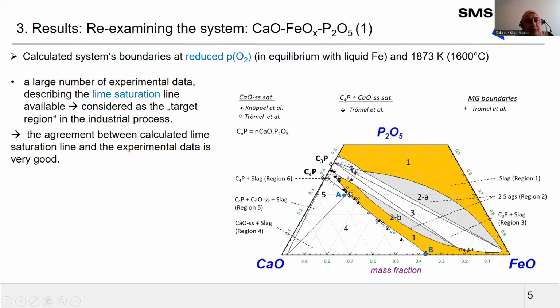And you can see here in the diagram the data points that are experimental data from the literature. It becomes obvious that most of the experimental data describe this line, what we call the lime saturation line. The reason is that this line was considered to be the target composition for the slag in the industrial process for different reasons. One of them is favoring dephosphorization with a high lime content, but that's not the only reason.